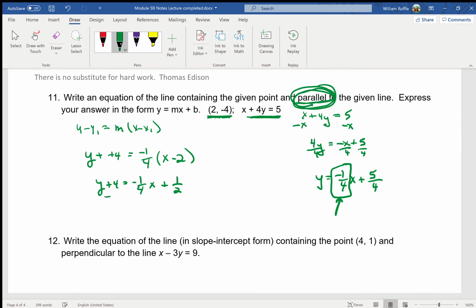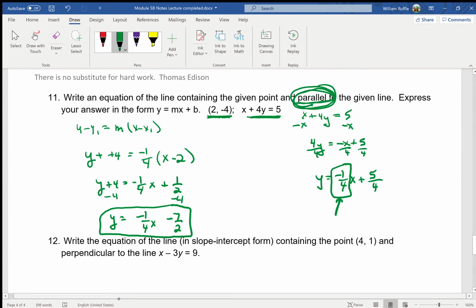So now I have to subtract the 4 over here. So I get y equals negative 1/4 x minus 7/2. And so that is the correct equation in slope-intercept form. My slope is negative 1/4. My y-intercept is negative 7/2.